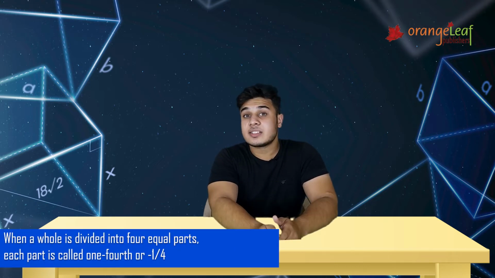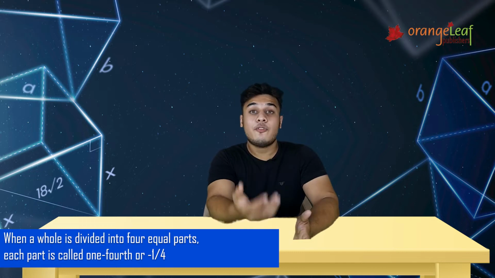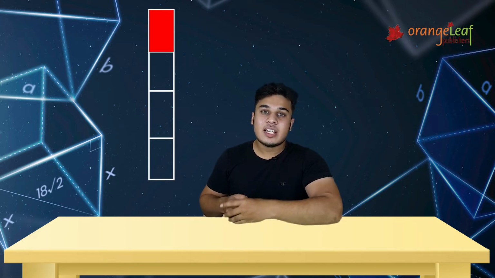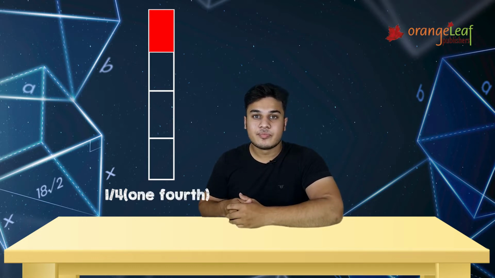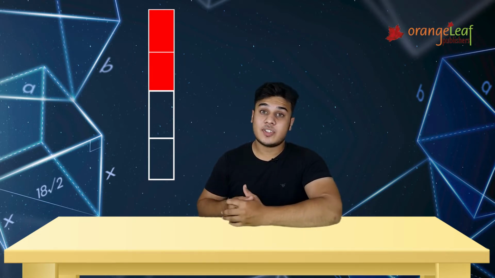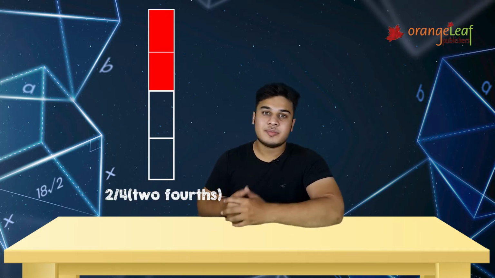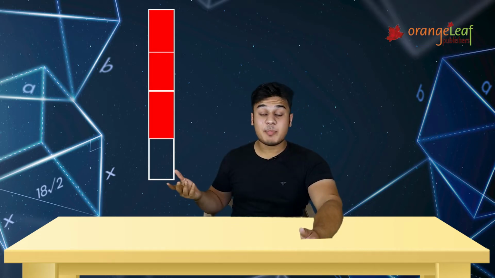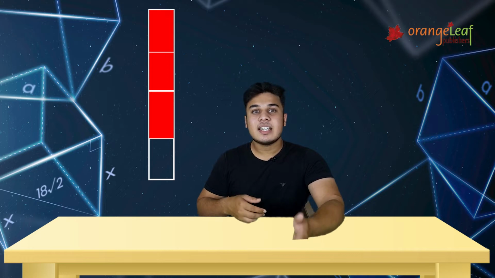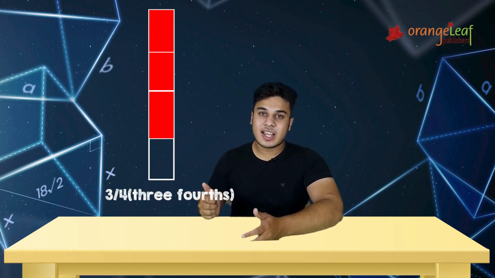1/4. When a whole is divided into four parts that are equal, we call them fourths. Let's have a look at this rectangle. This is divided into four equal parts. If I color one part of them, then I can say that the rectangle is 1/4 colored. If I color two parts of this rectangle, I can say that 2/4 parts are colored. If I color three parts of this rectangle, then I can say that 3/4 of this rectangle is colored.